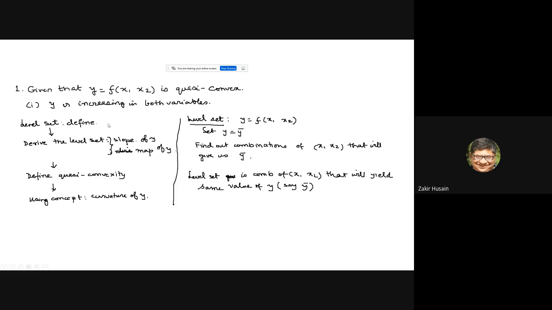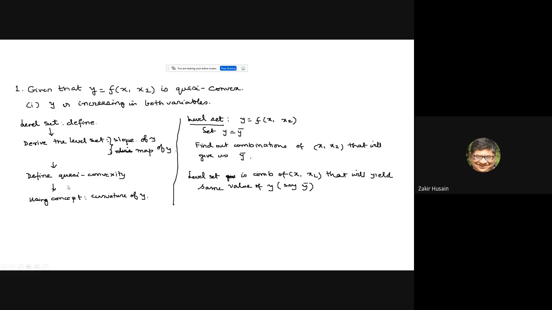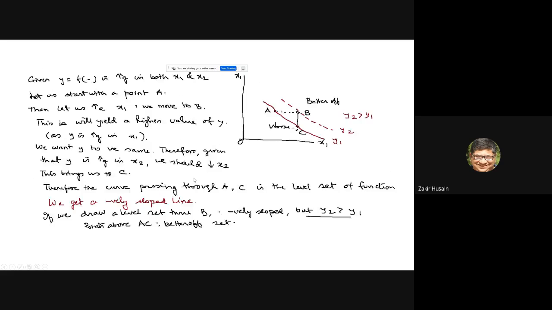First, you have to define what a level set is, which I've defined over here. Then derive the level set. Whether the level set is positively sloped or negatively sloped has to be derived. The upper contour set also has to be derived. And in the last step, using quasi-convexity, we have to find out the curvature.